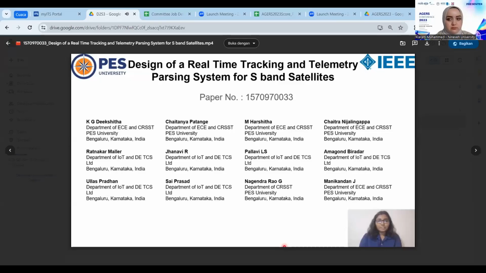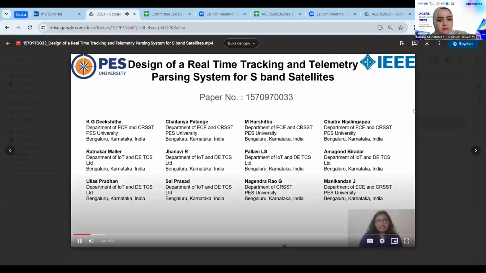Lingappa from PES University, Bengaluru, and Ratnakar Malar, Jhanavi R, and Pallavi LS from TCS, Bengaluru. The work was successfully completed with the help and guidance.